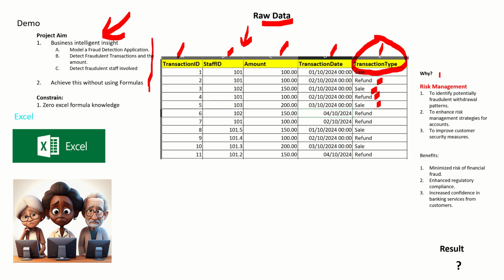I think the answer is on your right hand side. Why? The why is much here, as you can see. First of all, risk management. Risk clearly is anything that reduces your company's efficiency, your capability. So it could be losses also. It limits your efficiency. So I'll pick number two, to enhance risk management strategies for accounts.